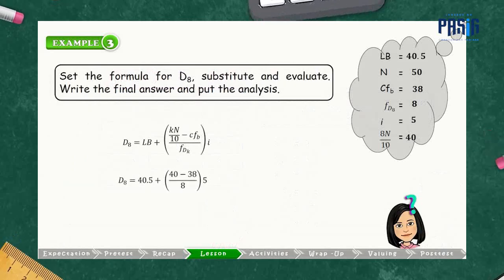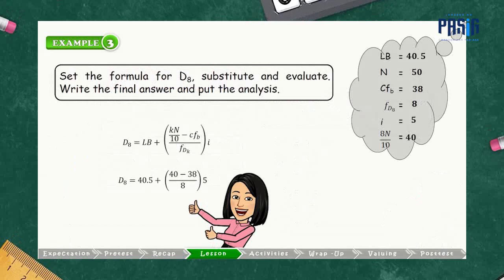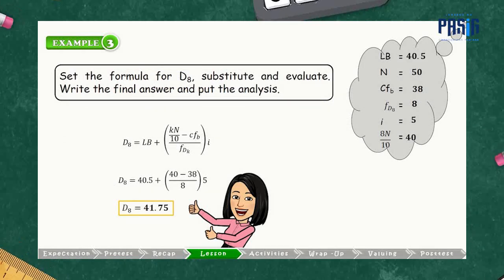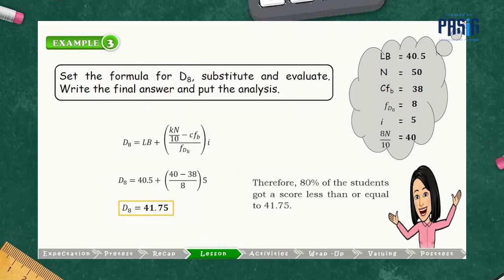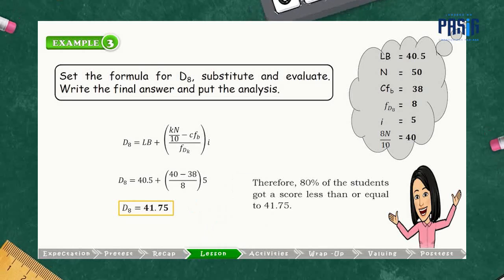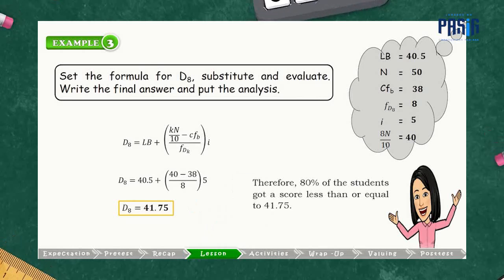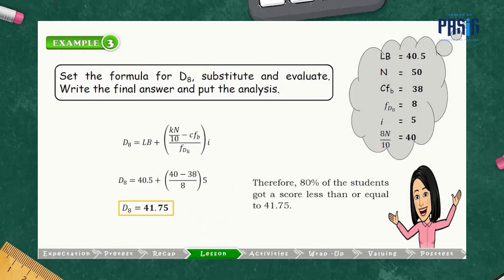And that gives us the answer of 41.75. Good job! Therefore, 80% of the students got a score less than or equal to 41.75.